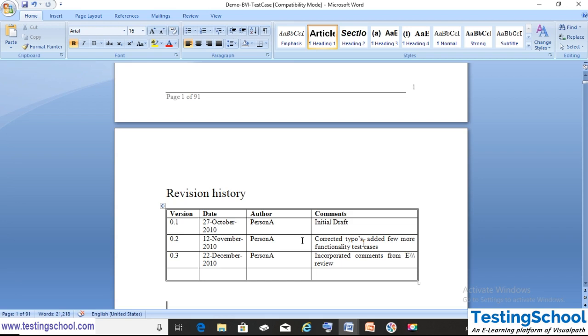So this is the way: whatever comments you have got in the review, you have to mention them here, and after that you have to incorporate them and go again for review. After getting the review, again you put the comments, whatever comments you have got, and whatever changes you have made as per the comments. Okay, so this is simple.